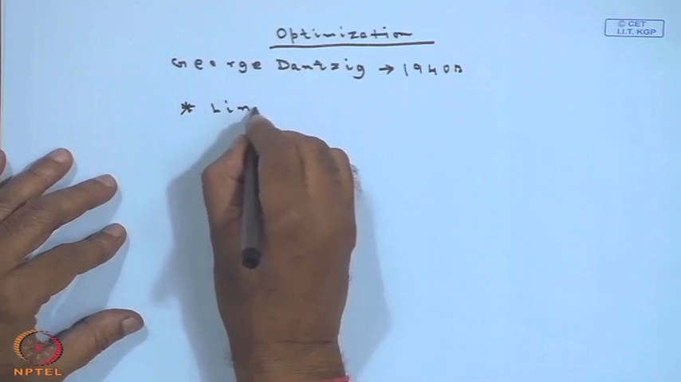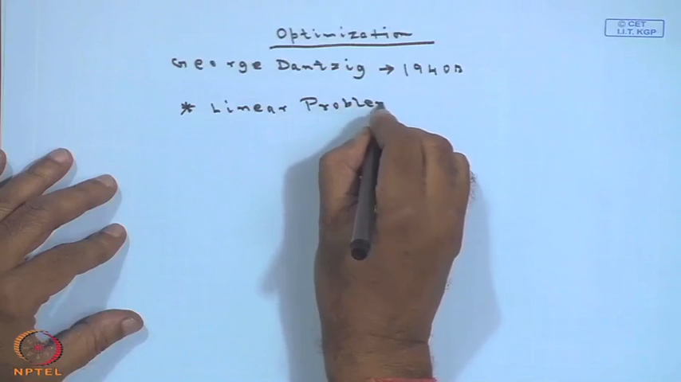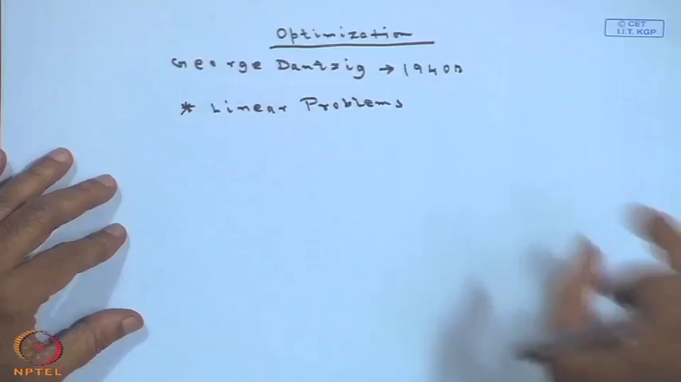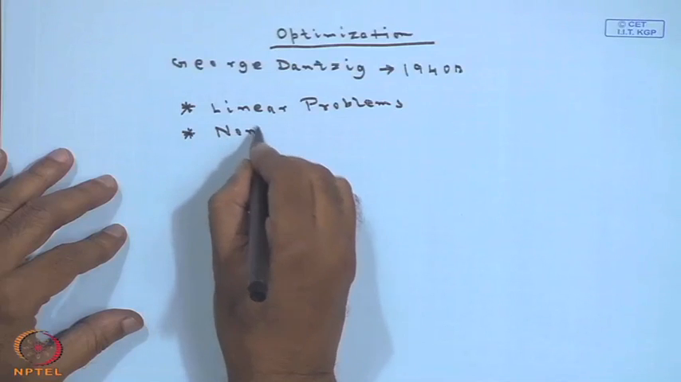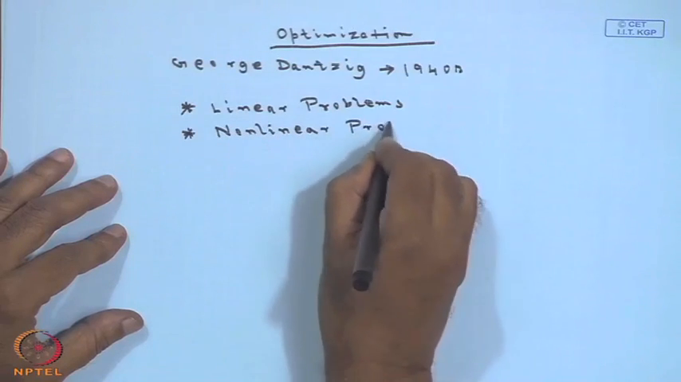One we call the linear problems, where the optimization function should be linear. Whenever the optimization function and the constraints are linear functions, those types of problems we call linear problems. Whereas there is another type of problems which I call nonlinear problems.